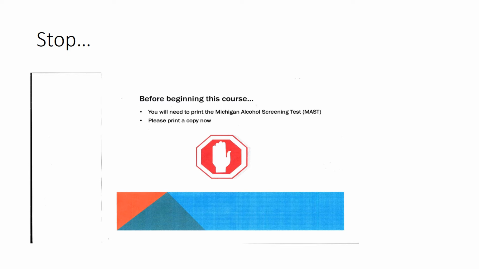Before beginning this course, you will need to print a copy of the Jellinek curve and the Michigan Alcoholism Screening Test. Copies of these documents are found on our website. You will need them later in the course.